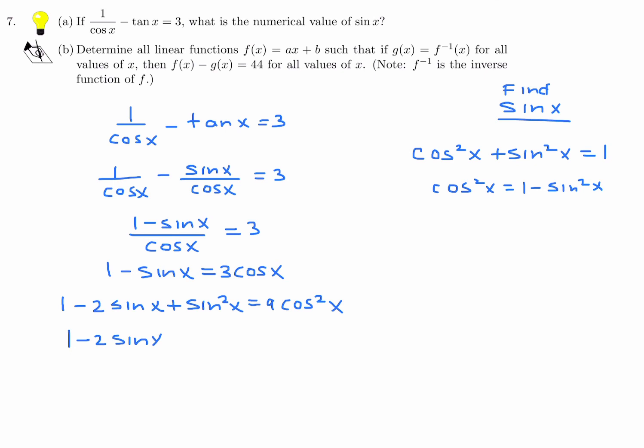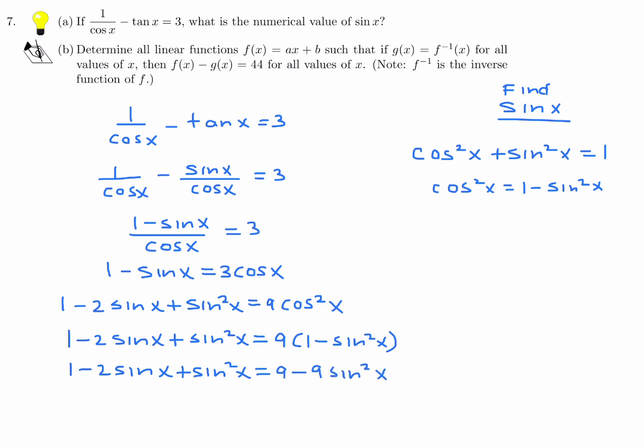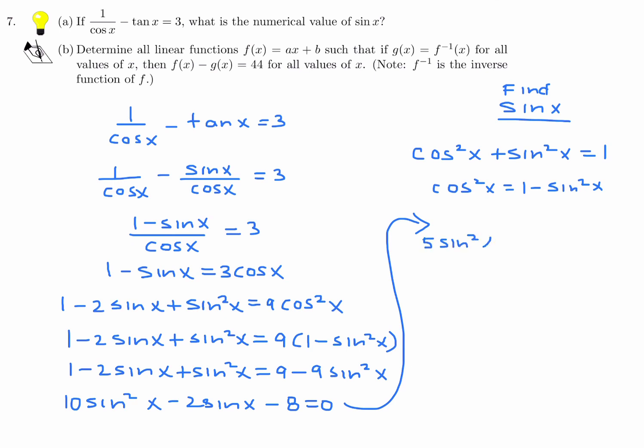So let's substitute that in. And when you do, you get 9 times 1 minus sine squared x, right? So now let's do some number crunching here. 1 minus 2 sine x plus sine squared x is equal to 9 minus 9 sine squared x. Put everything on one side. And when I do, I get 10 sine squared x minus 2 sine x minus 8. Okay. And let's see, I think I probably can divide through by 2. That will give me 5 sine squared x minus sine x minus 4 is equal to 0. Now let's see if this factors.